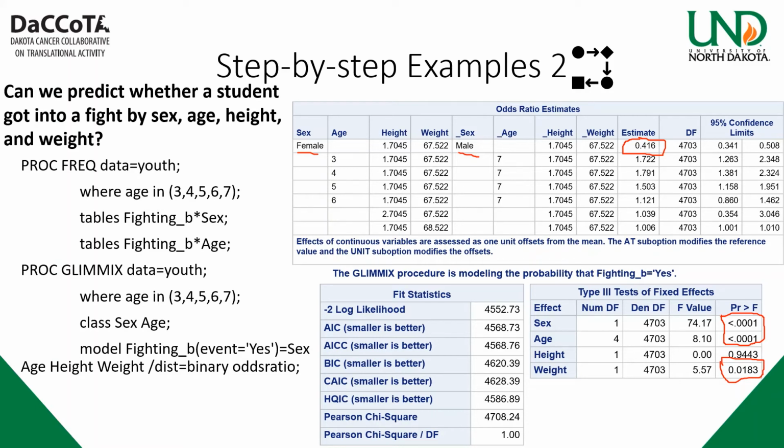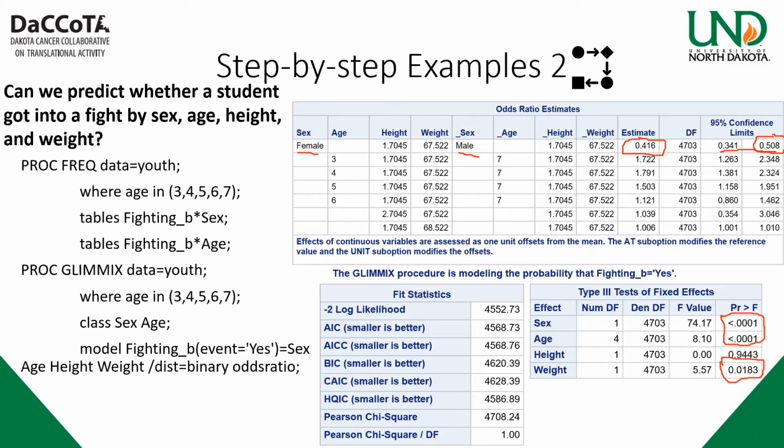So what this is saying here is the odds of a female getting into a fight compared to a male is 0.416. So 1 would be they have the same odds. So this is less than half as likely. And we can tell that this is significant by looking at the confidence limits. Since this is below 1, the upper confidence limit should be below 1 as well for it to be significant. If the confidence limits enclose 1, it's not significant.